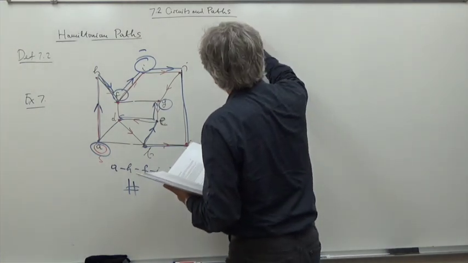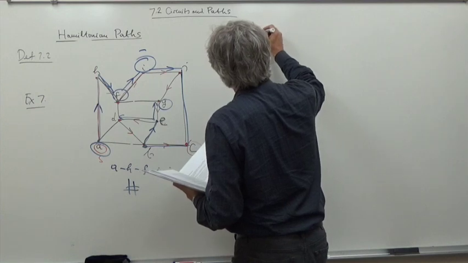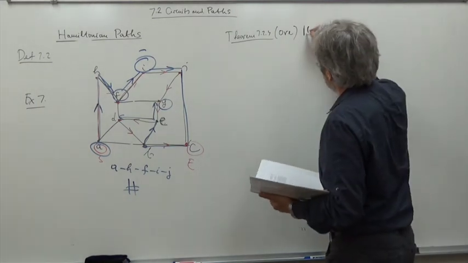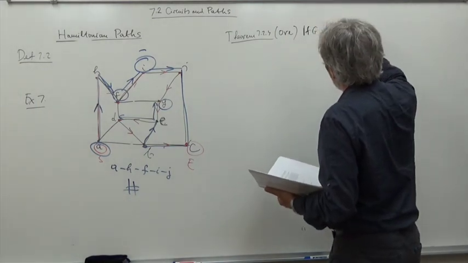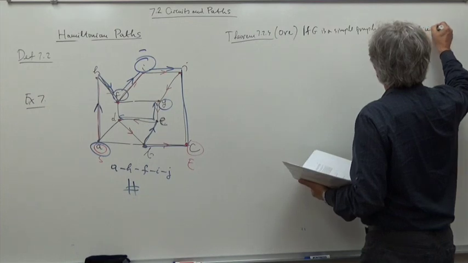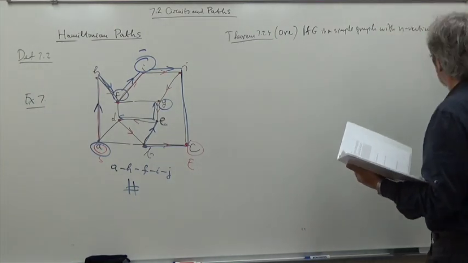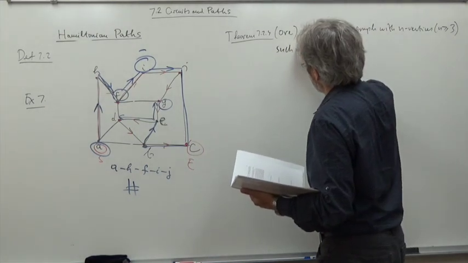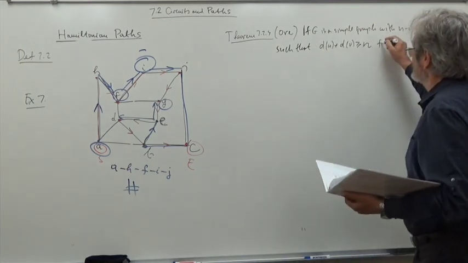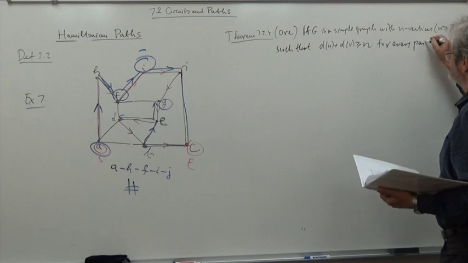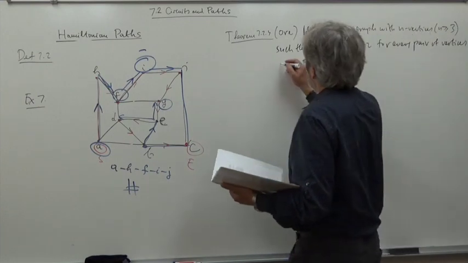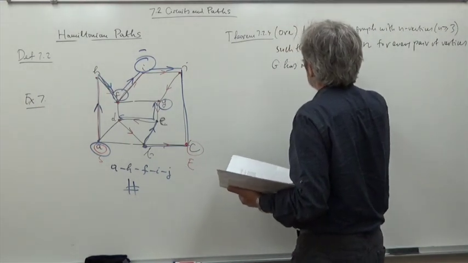So here is the theorem. That's a nice theorem, theorem 4.72.4, that says basically if G is a simple graph with n vertices, n greater or equal 3, such that d(u) plus d(v) is greater than or equal to n for every pair of vertices, then G has a Hamiltonian circuit.